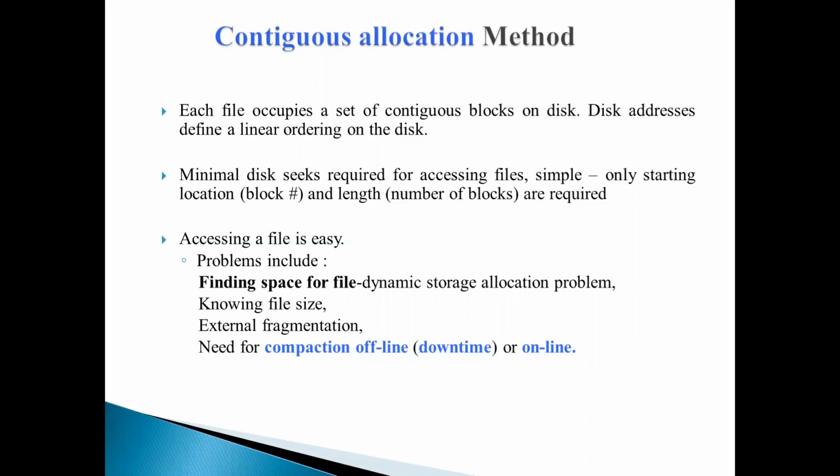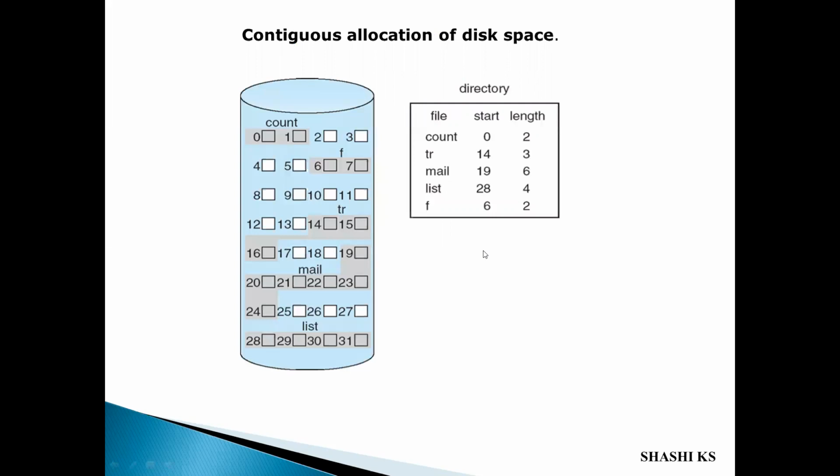So that means the disk block addresses are going to be linearly ordered on the disk. You can understand that clearly by using this diagram. You can see here the directory structure contains the name of the file as well as the starting disk block address as well as the length of the file. That is very important to note here, because in contiguous allocation we need to know the length of the file for allocating consecutive block addresses.